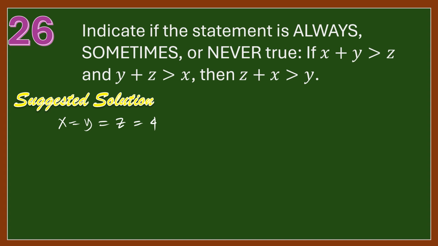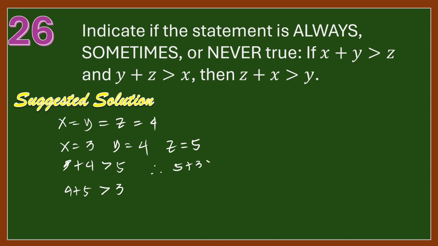So x plus y is greater than z, y plus z is greater than x, and then z plus x is greater than y. Also, when x is equal to 3, y is equal to 4, and z is equal to 5, we have x plus y is greater than 5. 3 plus 4 is greater than 5. Also, y plus z, that is 4 plus 5, is greater than x, that is 3. Therefore, z plus x, that is 5 plus 3, is greater than 4.